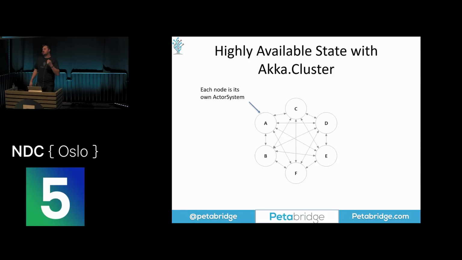Each one of these nodes is its own actor system, and all of these nodes are connected via TCP connections to all of the other nodes. And they're able to send messages back and forth between each other's actors transparently. All of the serialization and routing is handled automatically by the Akka.NET framework itself. So you as the developer don't need to worry about whether you're sending a message to a local actor or a remote one. The framework will make that transparent for you.